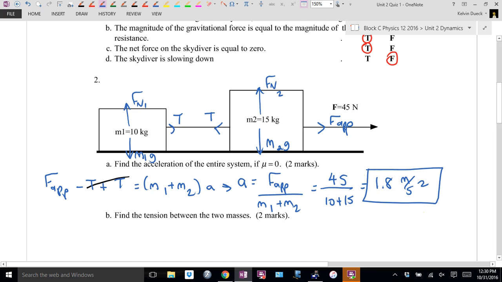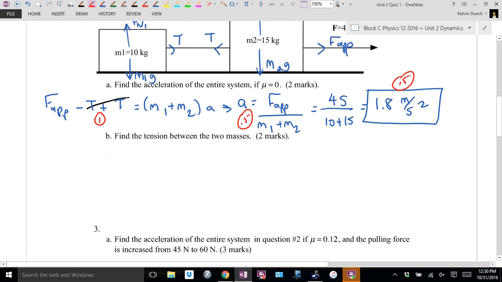If you got that, 2 out of 2. Otherwise, if I was marking this, I would give you 1 mark if I saw that equation, a half mark for the numbers, and then a half mark for the answer. But again, if you got the right answer, 2 out of 2.